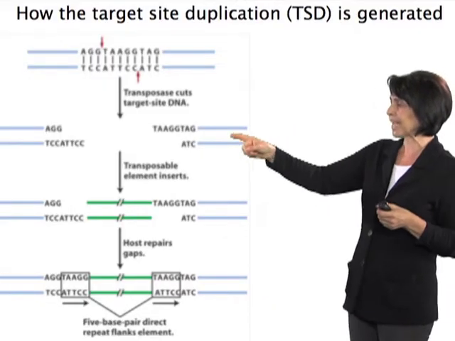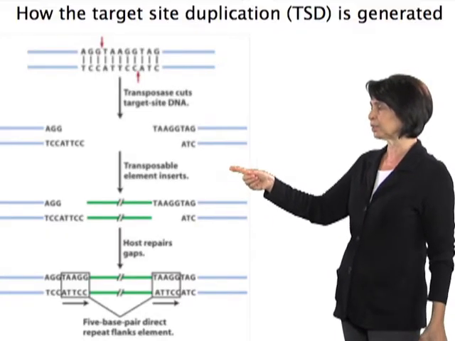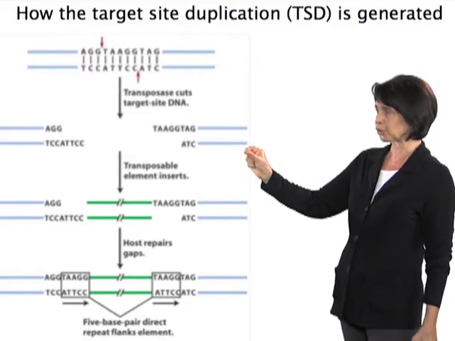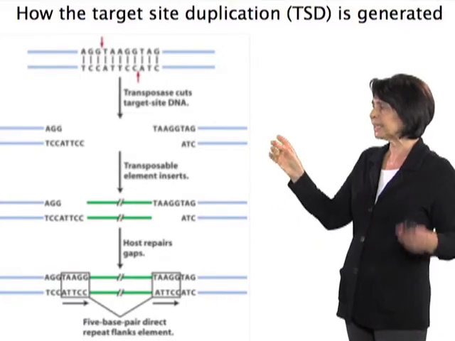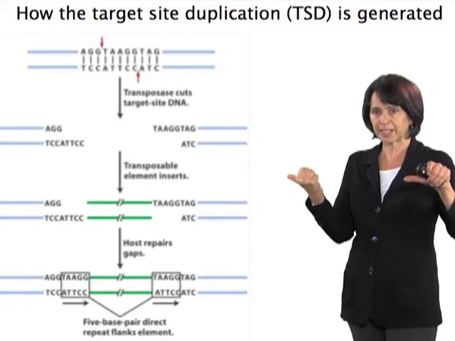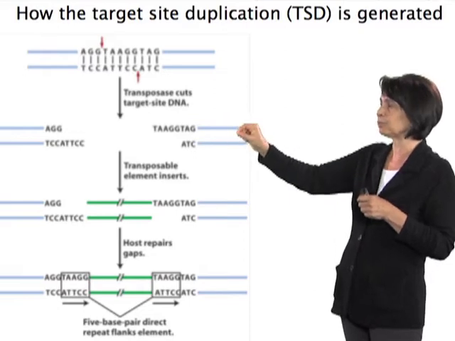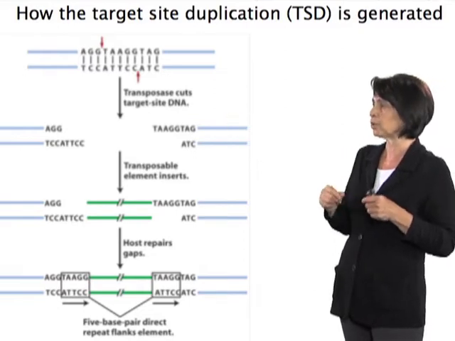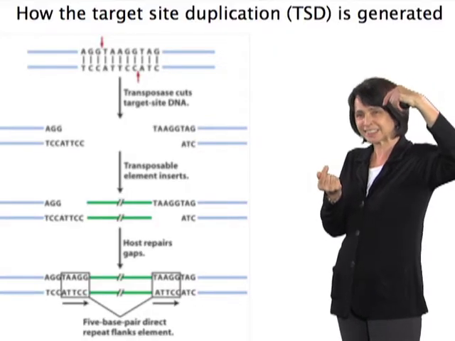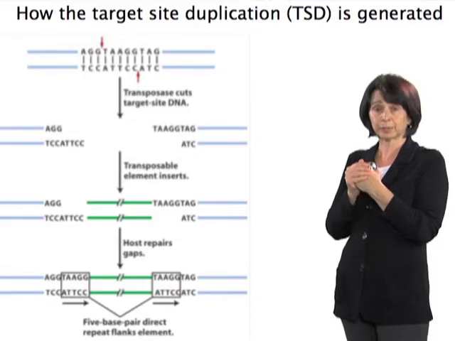Then we're left with these gaps on the side. Those gaps are filled in by host enzymes. And because of this reaction, the transposable element, which is shown in green, is then flanked by a repeat, a target site duplication, which is the length of the duplication. In this case, we show that the transposase is making a staggered cut of 5 base pairs. The repeat sequence will be 5 base pairs.